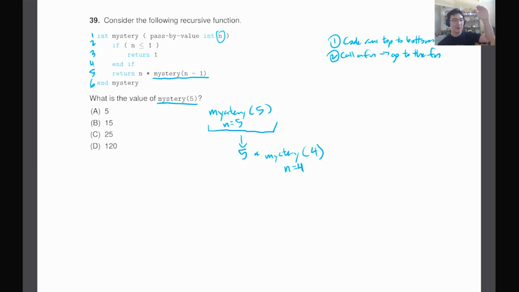All right, so we're at line 1 now in the mystery 4 call. And now we go to line 2. Is 4 less than or equal to 1? False. The if condition is false, so we skip the if, go to the end of it, and then we go to line 5. And it says return n times mystery n minus 1. Once again, I don't know what mystery n minus 1 is, so I'm going to put a bookmark on this mystery call.